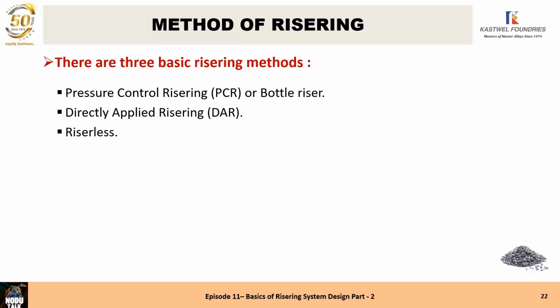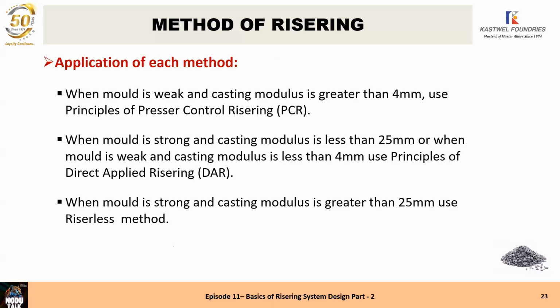So pressure control risering has got two types of riser designs. We will be covering both of them now. Then we have got direct applied risering, which we will be covering later on, followed by the riserless design of the risers. So pressure control risering and bottle risering, directly applied risering and riserless design are the methods used for riser design. Now let's see how we apply each of these methods to design the risers.